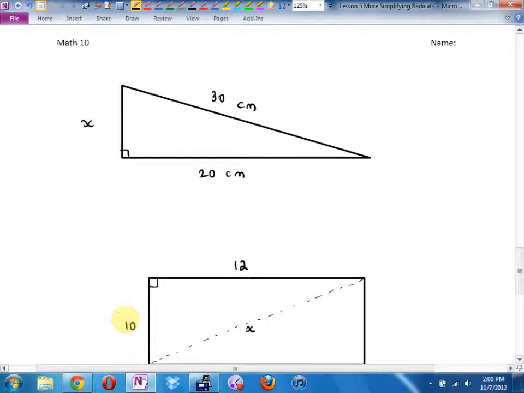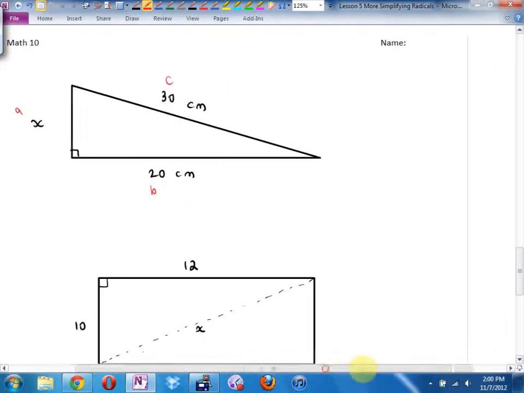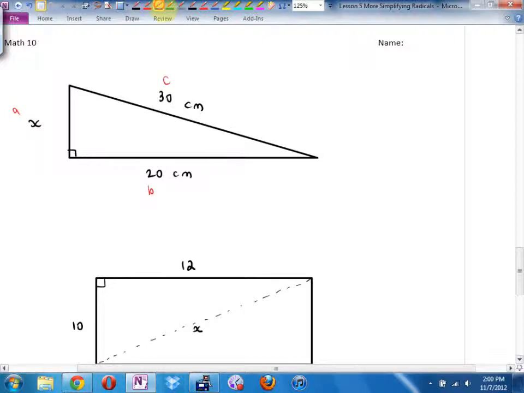Which one of these is C? Let's put a little C right here. We'll call that A. We'll call that B. What's my equation going to be? What squared plus what squared equals what squared? X squared plus 20 squared equals 30 squared. X squared plus 20 squared, 400? 30 squared, 900? Okay.